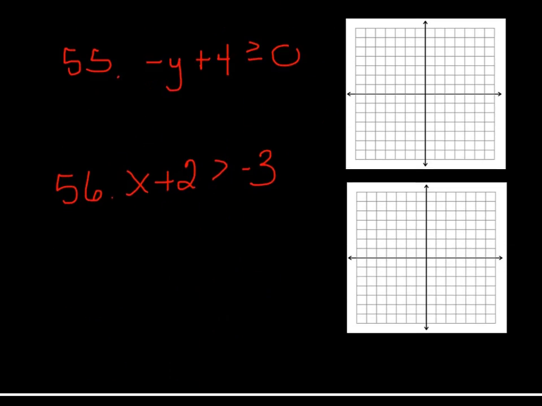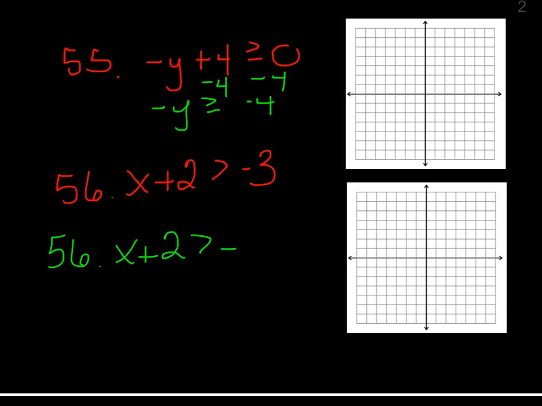Looking at number 55, we need to get our y by itself, remember, so we're going to move the 4 over to the right side, so let's go minus 4. And we get negative y is greater than or equal to negative 4. So now we need to, I'm going to move this 56 down here.